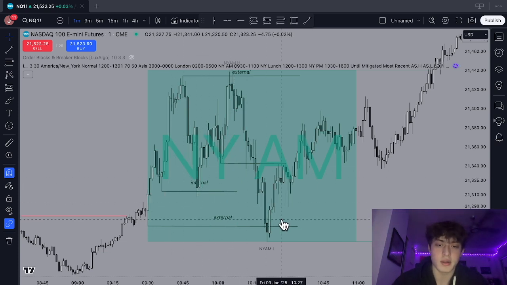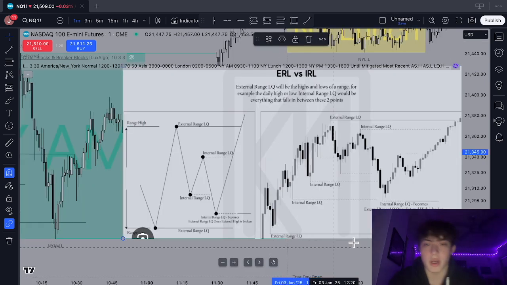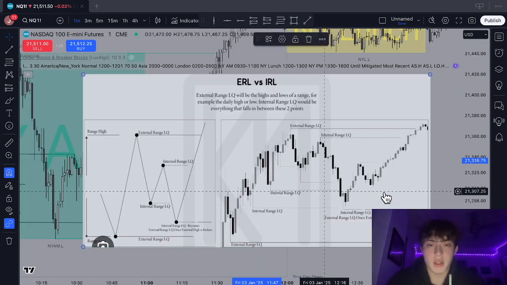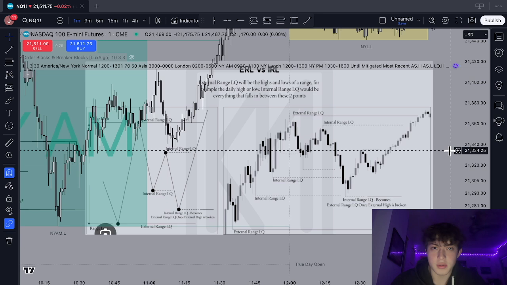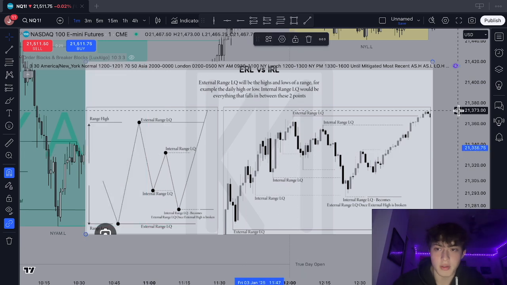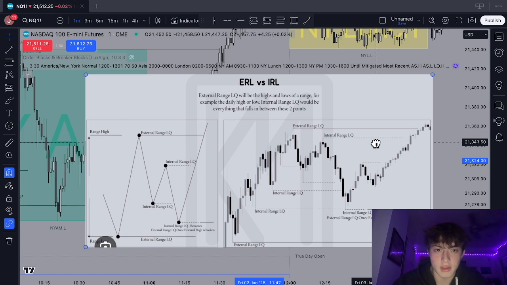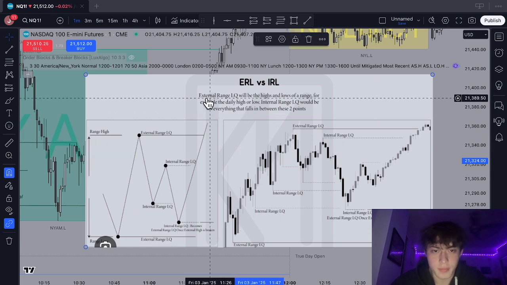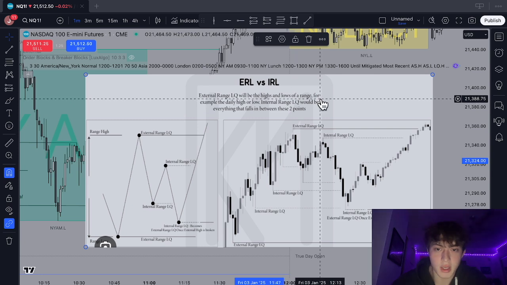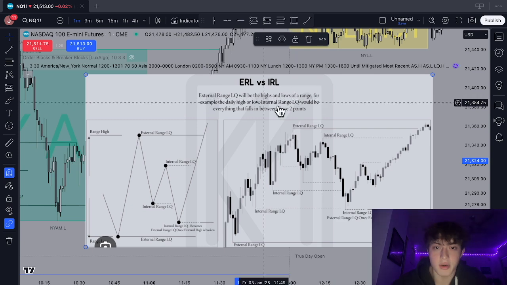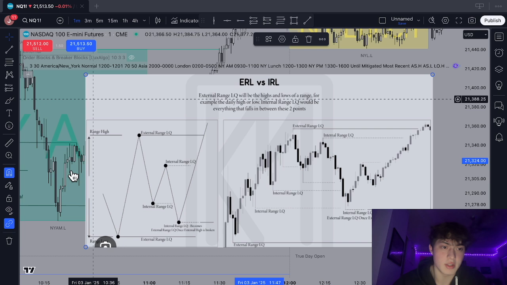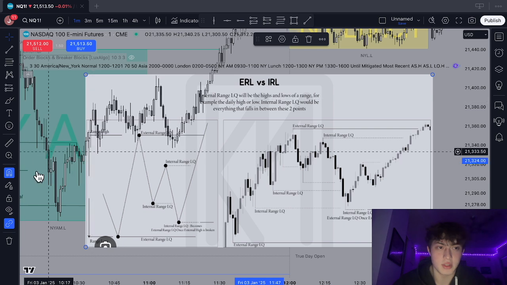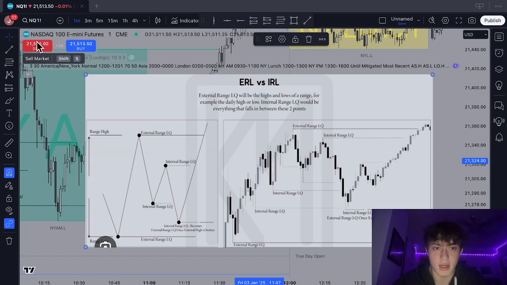Okay, so because I couldn't find any good examples and my explanation of this may have been a little unclear, I just found this nice little guide online that someone made for us. So let's read the definition. External range liquidity will be the highs and lows of a range, for example, a daily high or daily low. So like I said in this example before, it was just the data low and then the external high. And then the internal range would be everything that falls in between these 2 points.